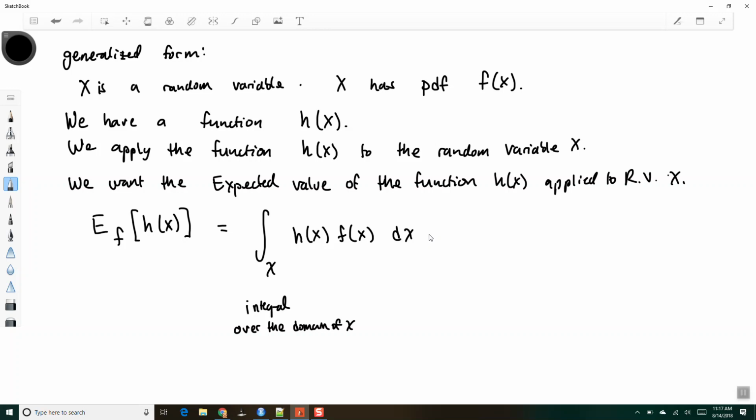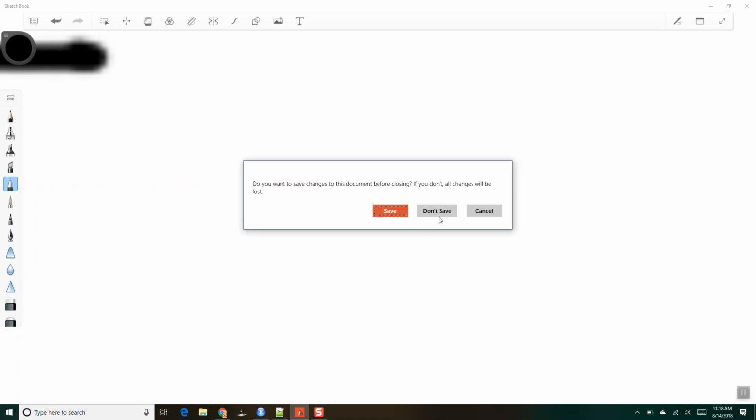Okay, so perhaps we have something like, maybe in the simplest case, we might just have a function and you just want to know the average value of the function over some interval. Okay, so our simplest case.